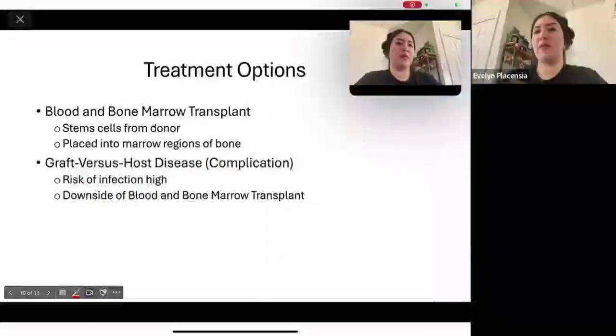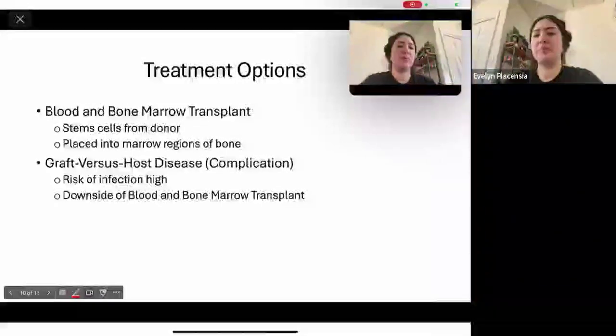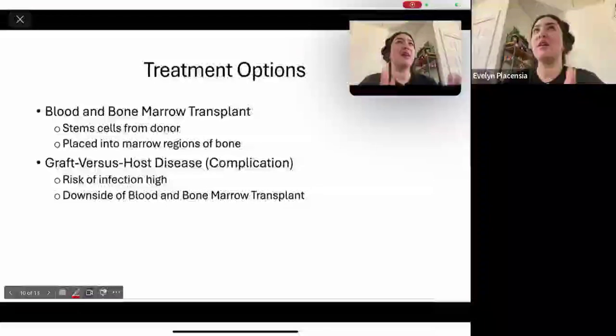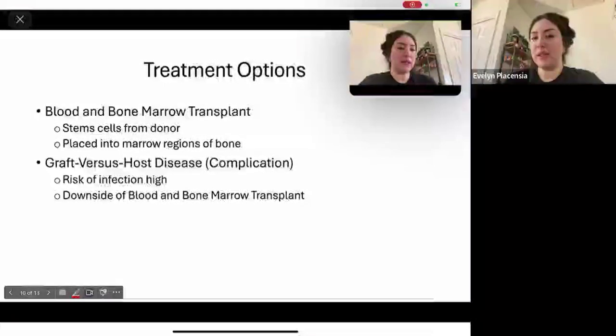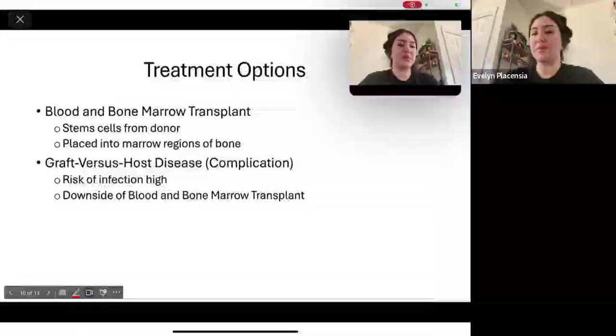Okay, so now we have blood and bone marrow transplant. For this treatment to work, you first need a well-matched donor, which is usually a close blood relative. To begin this process, a provider collects the stem cells from the donor's blood, and they then infuse the donor cells into the recipient's blood. The cells are carefully placed into the marrow regions of the bone, where the cells will produce healthy red blood cells that form normal hemoglobin.